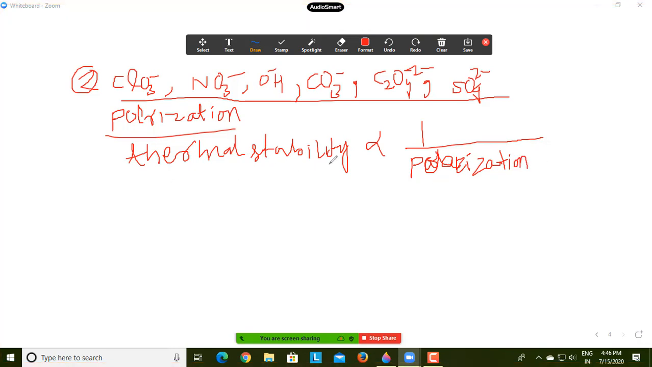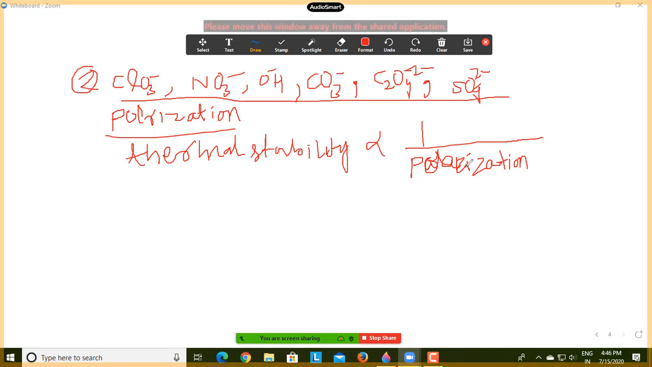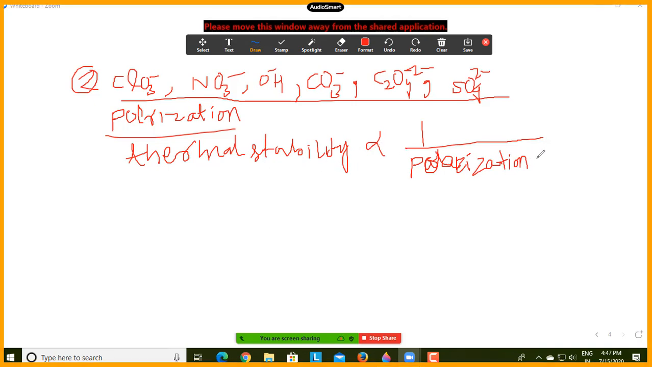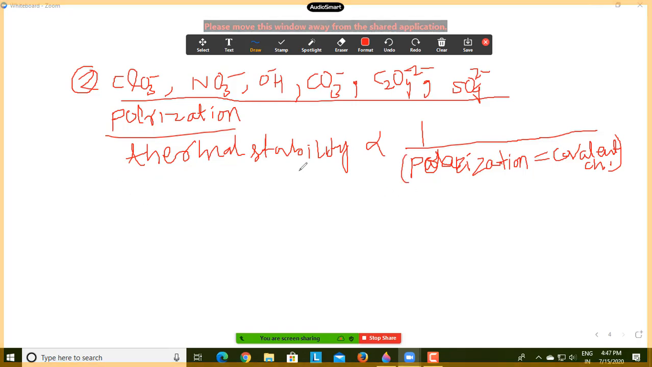I am using a mouse to write these letters, so handwriting is not good. So you try to manage. Thermal stability is inversely proportional to polarization. More the polarization, more covalent character. You can say it is also inversely proportional to covalent character. So more the covalent character, less will be thermal stability.